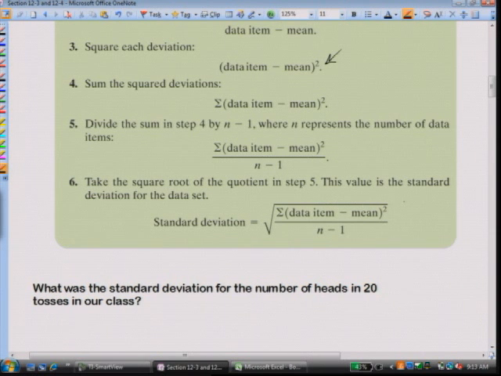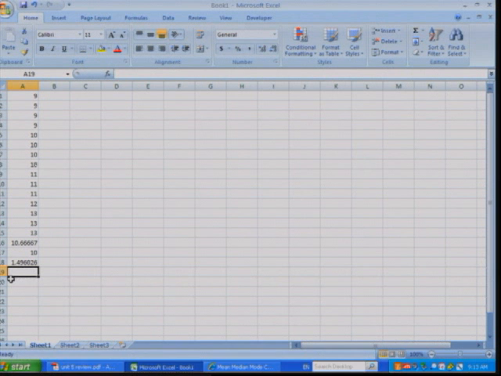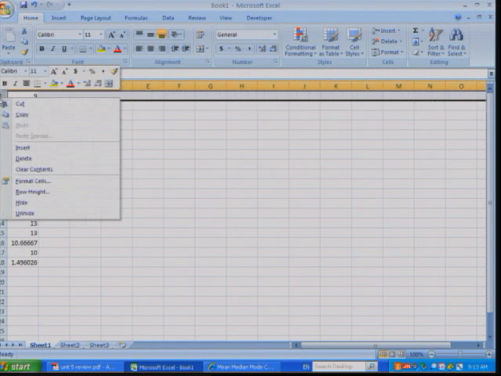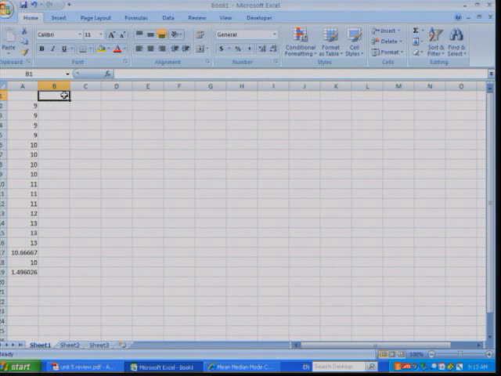So if I come into my computer, I have the mean in cell A16. And so what I'll do is I'll come up here and I'm going to insert a row. And I'm going to call this first column the deviation. Hopefully I'm going to spell it right. And then the next one is going to be the square of the deviation.